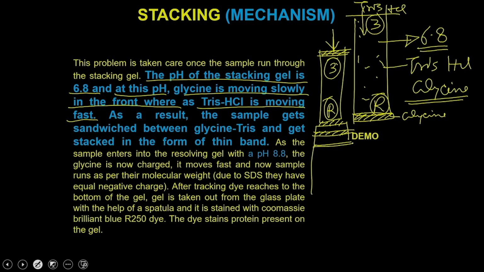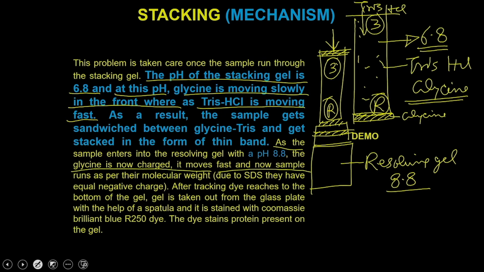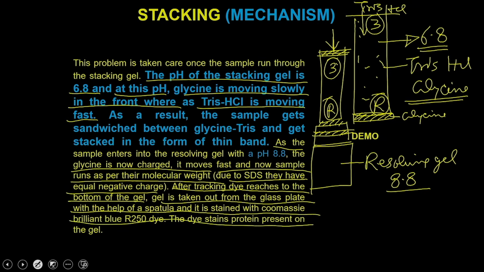But as soon as they enter the resolving gel, which has a pH of 8.8, the glycine is now charged and moves fast. The samples now run according to their molecular weight, because the SDS provides them an equal negative charge. After the tracking dye reaches the bottom of the gel, the gel is taken out from the glass plate with the help of a spatula and stained with Coomassie Brilliant Blue R250, a dye that stains the protein present on the gel.